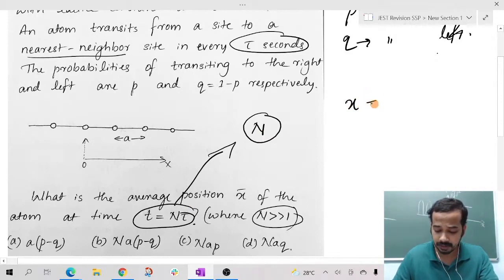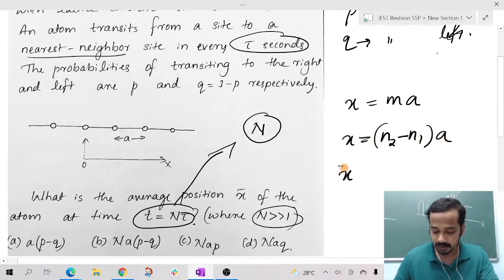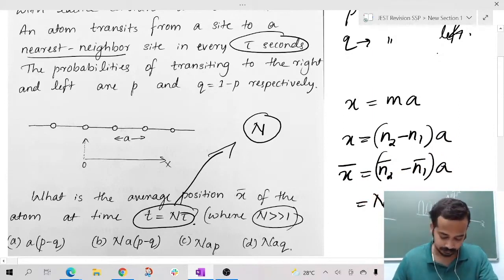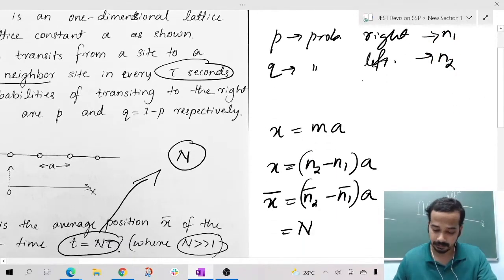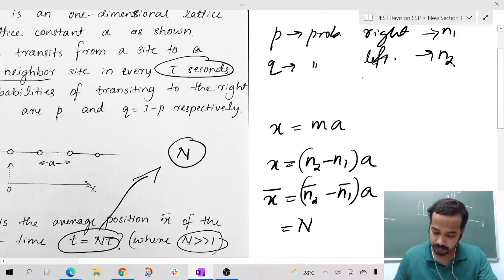What is x average? x is equal to m into L. L is a here, each step of length a. So m into a. m can be written as (n1 minus n2) into a. Then x average is equal to (n1 average minus n2 average) into a. n1 average is equal to, can you tell me? n into p. I have to define it, am I right? There are n1 steps to the right, n2 steps to the left. Let me take it like that. Is that okay? n2 is nothing but n into q then, am I right?